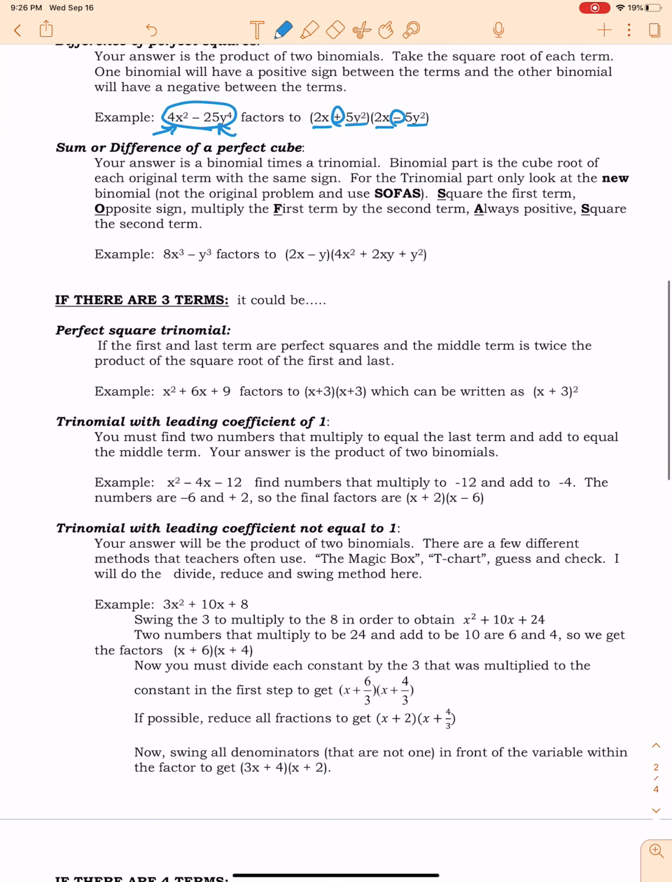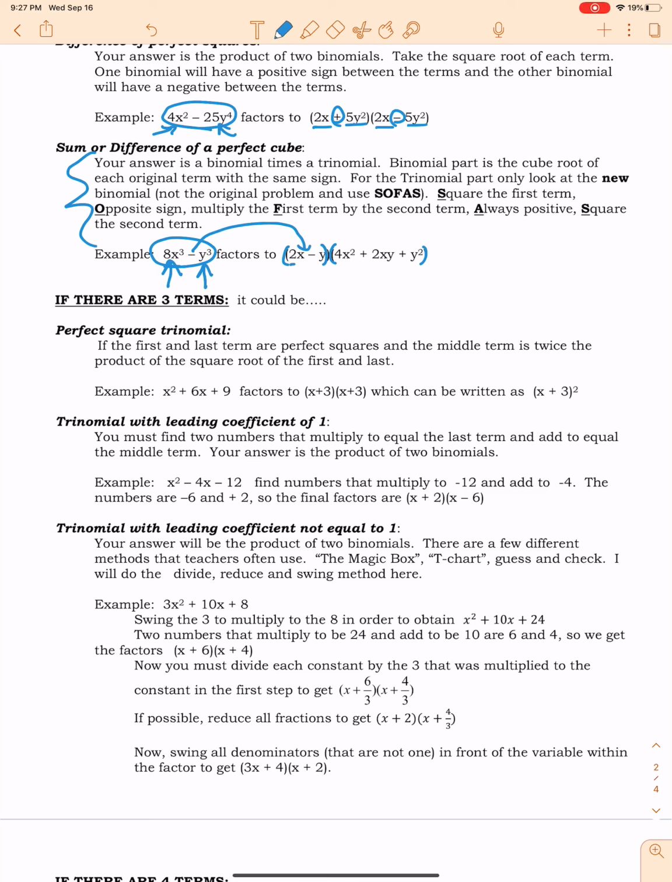All right, I talked to you a little bit yesterday in class about sum and difference of a perfect cube. And here's your rule for that in case you forget. Of course, I've got here as an example a difference of cubes. Just like I explained to you in class, we have a binomial and a trinomial. The first term consists of the cube root of the first term here, which is 8x cubed, so that'd be 2x. And the second term is the cube root of the second term here, which is y cubed, so that would be y. The same sign goes right there.